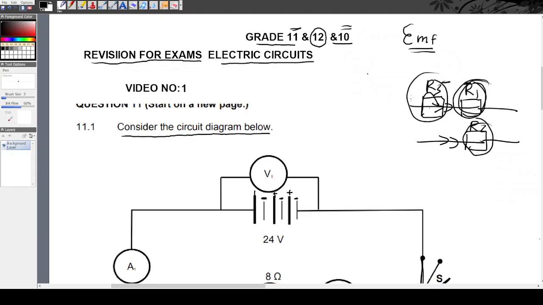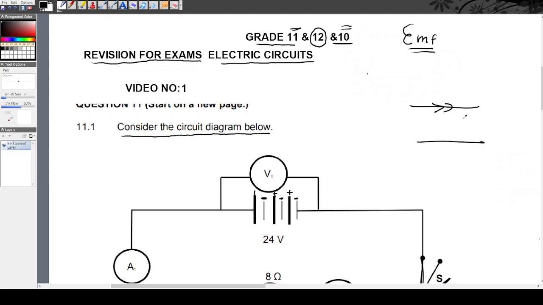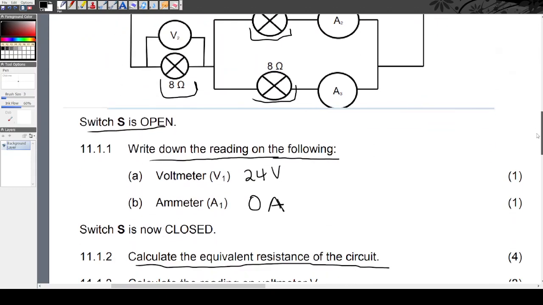So if we add R3 and R1 together, they will form one big resistor. And this big resistor will be in parallel to R2. I hope it makes sense. I already explained this in the previous videos. Watch them, but it doesn't matter even if you don't watch them. This video will make sense. Okay, so let's go and answer the question.